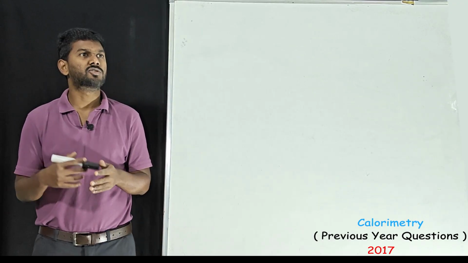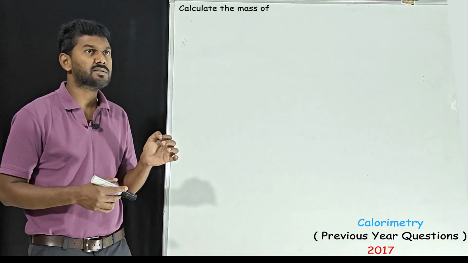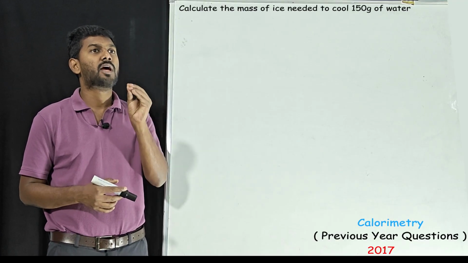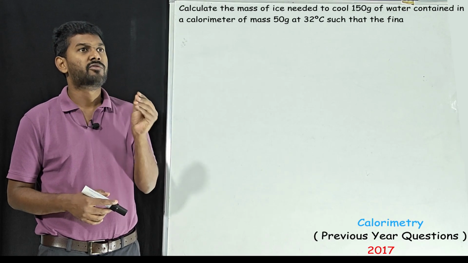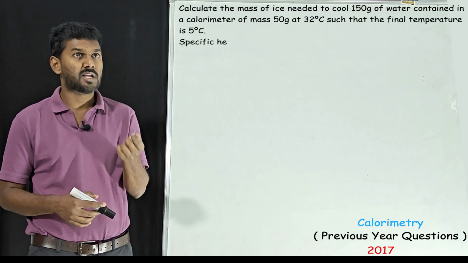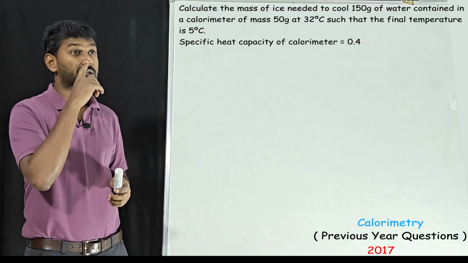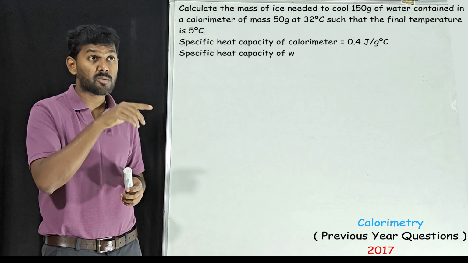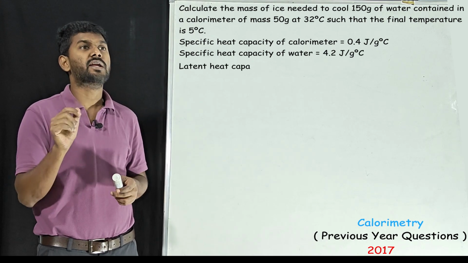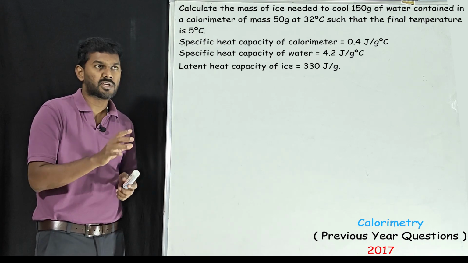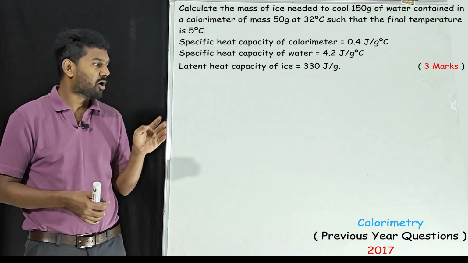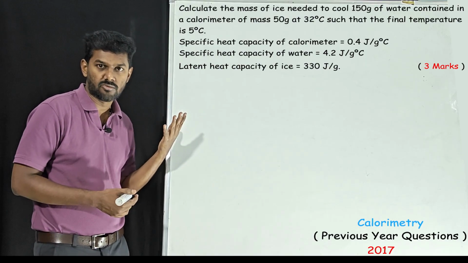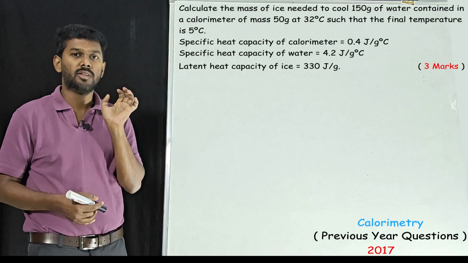That's it. Our next question: calculate the mass of ice needed to cool 150 gram of water contained in a calorimeter of mass 50 gram at 32 degrees Celsius such that the final temperature is 5 degrees Celsius. Specific heat capacity of calorimeter, water and latent heat of ice is given. See, when it comes to these kinds of calculations, we have learnt a method. In the numerical video I have taught you a proper method.